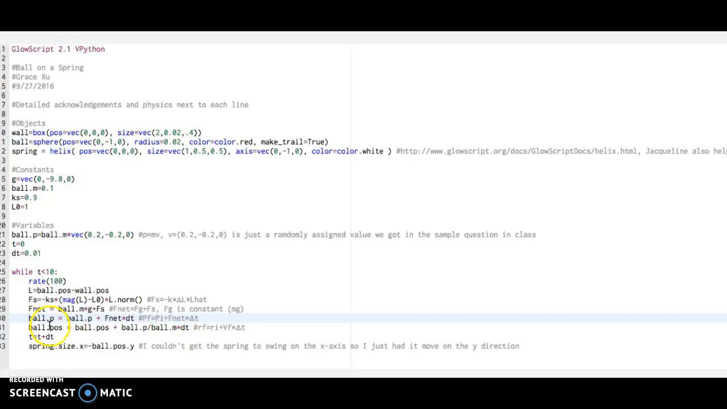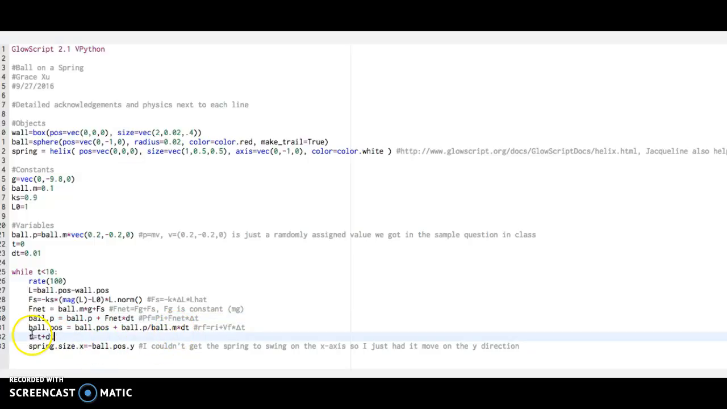And then in line 31, I updated the ball's position using the future position gets the value of the initial position plus future velocity times delta t. Since the delta t is so small, I guess we can just consider it to be future. And ball.p here is the future value, so that divided by the mass of the ball just gives us v final.